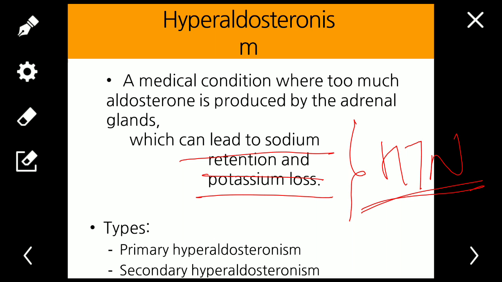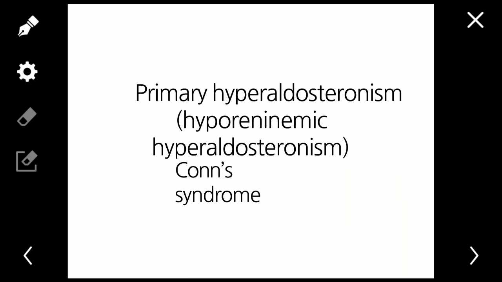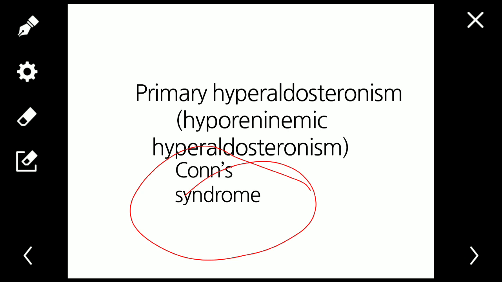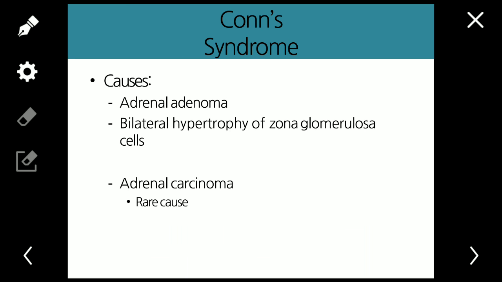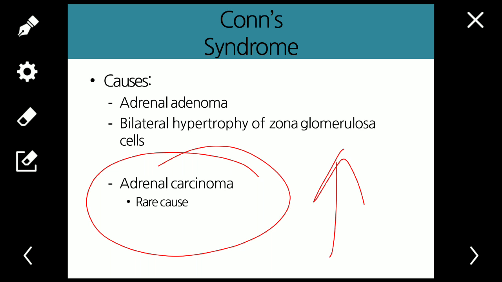In this we have two types, primary hyperaldosteronism and secondary hyperaldosteronism. Primary hyperaldosteronism is also called Conn syndrome, characterized by autonomous excessive production of aldosterone by the adrenal gland. Patients present with hypertension, hypokalemic alkalosis and renal potassium wasting. Causes could be adrenal adenoma, a tumor in the adrenal gland leading to increased secretion of aldosterone, bilateral hypertrophy of zona glomerulosa cells. Sometimes adrenal carcinoma can lead to increased aldosterone.